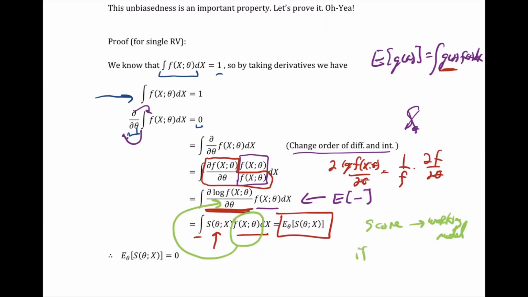And if the working model is equal to the true model, then the expected value of the score will be 0. And that's when the maximum likelihood estimator is good. So that's basically how it works. And that's the important piece, that doing maximum likelihood means setting the score function to 0. And setting the score function to 0 makes sense when it's 0 on average, because you'll be doing the right thing on average.